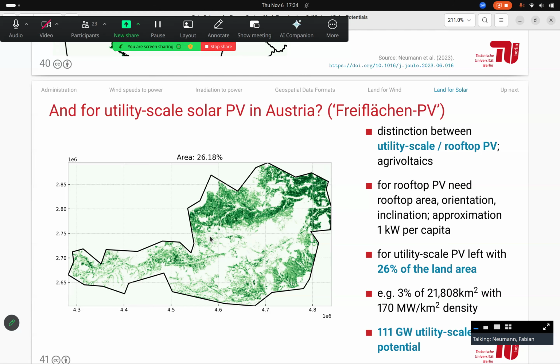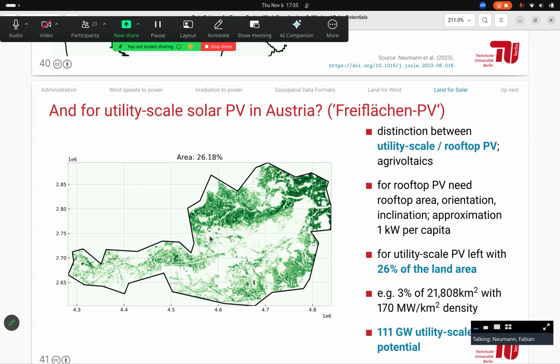For rooftop PV, you would mostly estimate from satellite imagery, or maybe a specific buildings data set, how much PV you could place on the roofs in a certain area. But as a really rough orientation, maybe 1 kilowatt per capita is a good estimate. And the eligibility criteria might be different.